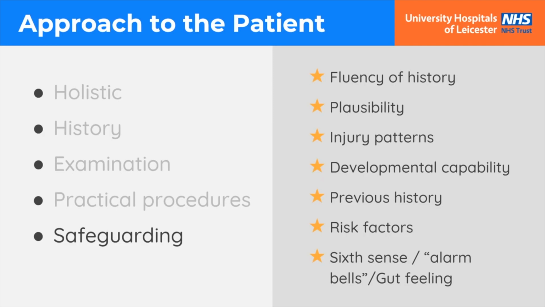Indicators that should be a cause of concern include problems in the fluency of the history or problems in the plausibility of what's being suggested, injury patterns themselves, especially in non-mobile infants, injuries or history that goes against the developmental capability of the child in front of you, any significant past medical history, specific risk factors such as looked after children, children subject to child protection plans, or severely disabled children.